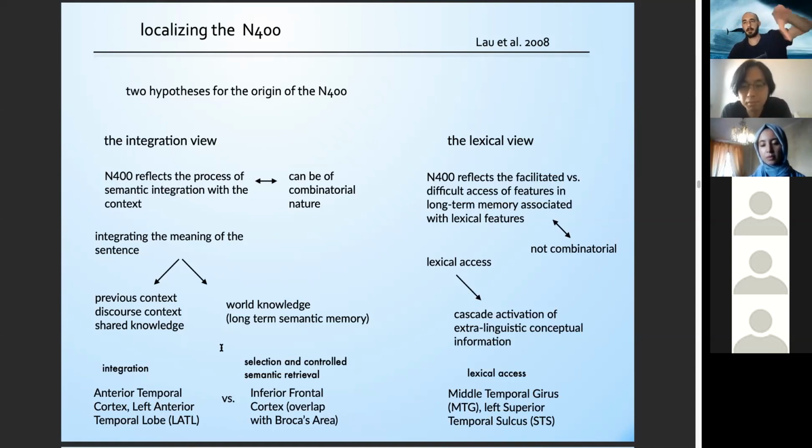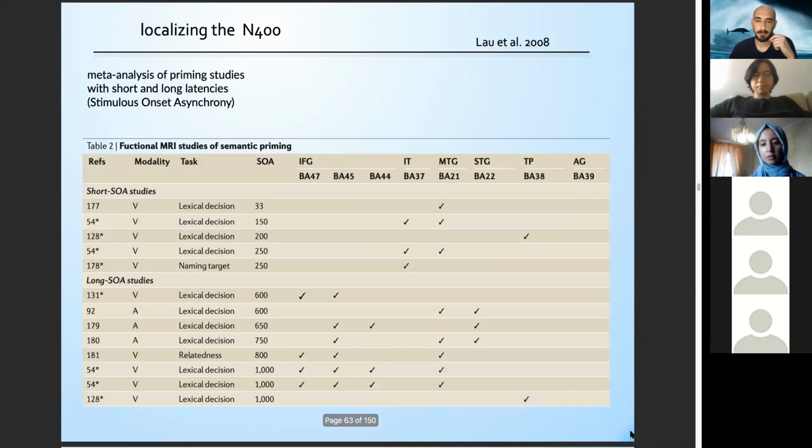So this hypothesis would predict that the N400 is the result of this sort of going back and forth from your Broca's area to your conceptual semantic memory in your anterior temporal cortex, whereas this predicts that no, it's a problem at the lexical access. It's a non-facilitated lexical access in your MTG STS, okay, in your lexicon. Who's right? So the strategy of Lau et al.